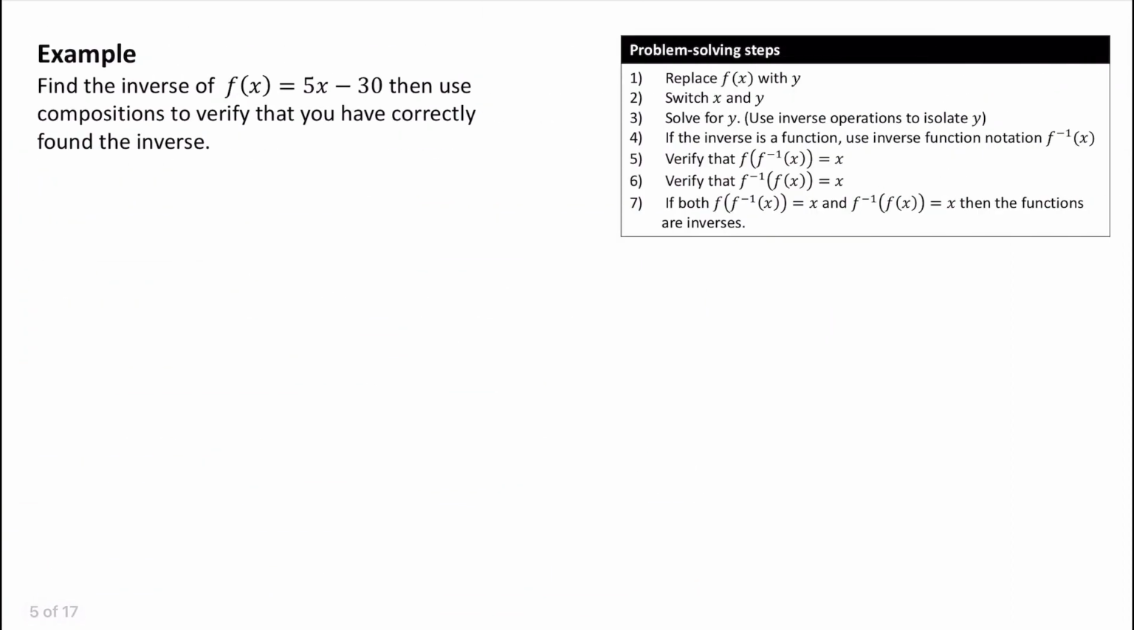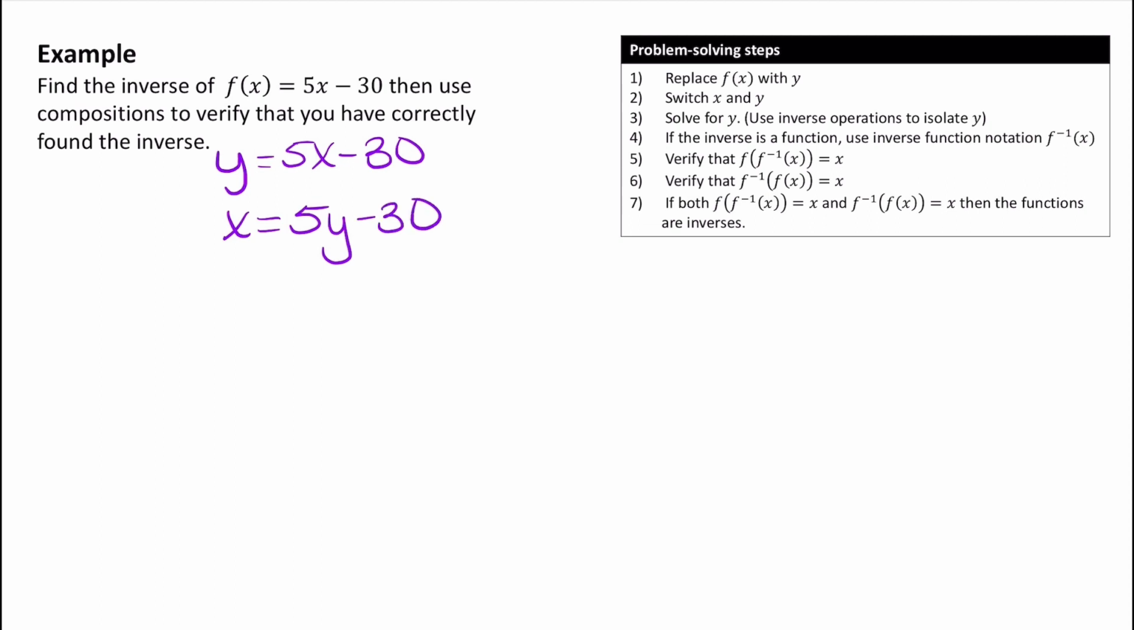So let's find the inverse of f of x equals 5x minus 30 and then use compositions to verify that we have correctly found the inverse. So let's start off by just finding the inverse, okay? So we're going to replace f of x with y, so we have y equals 5x minus 30. Okay, remember now I need to switch x and y, so I have x equals 5y minus 30. And so now I need to solve for y.